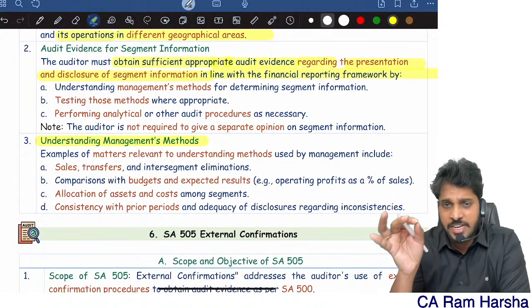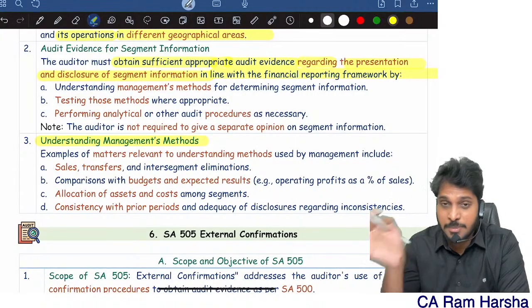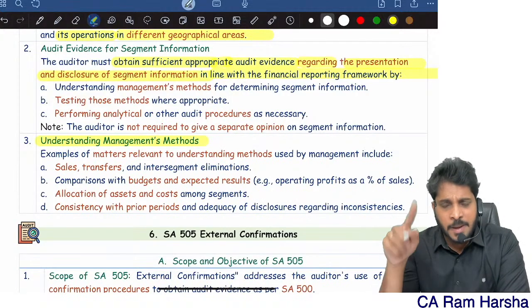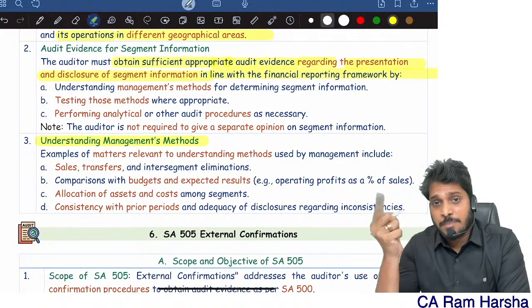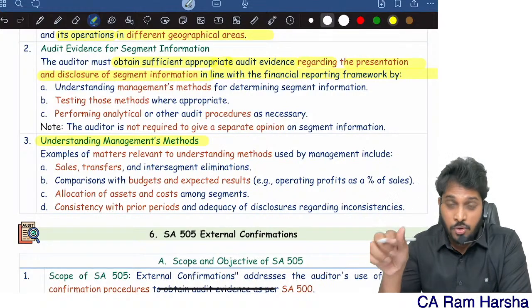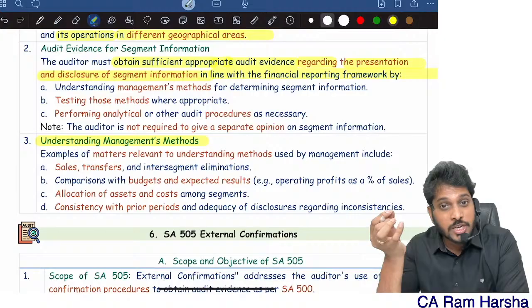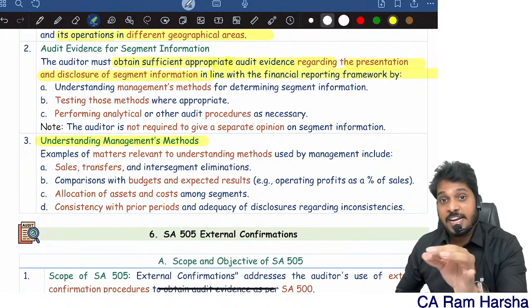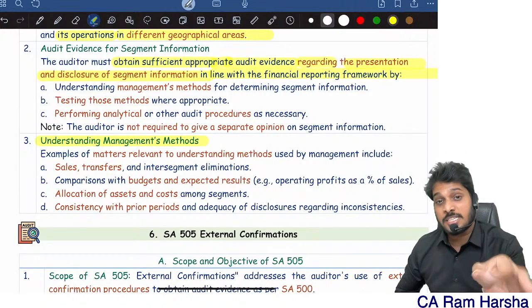So we need to obtain evidence on segment information, whether the segment information is presented and disclosed as per the applicable framework. Suppose the company is under Ind AS, then as per Ind AS, you need to get evidence on whether segment information is presented clearly or not. Now, in order to get this evidence, what do you need to check? There are some methods for identifying segments, identifying reportable segments.